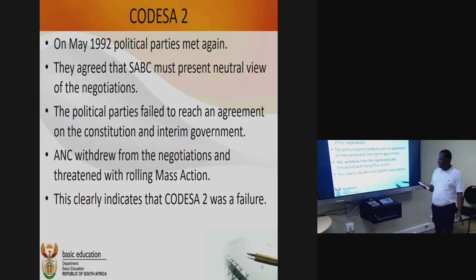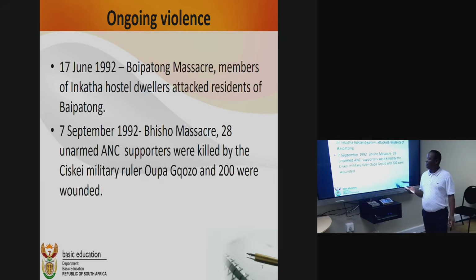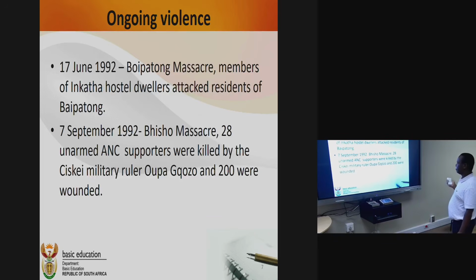After the failure of CODESA II, there was ongoing violence. So I said there are many incidents of that ongoing violence, whereby in Gauteng there were Inkatha supporters attacking ANC supporters in trains. There was the Boipatong massacre, as well as the Bisho massacre.